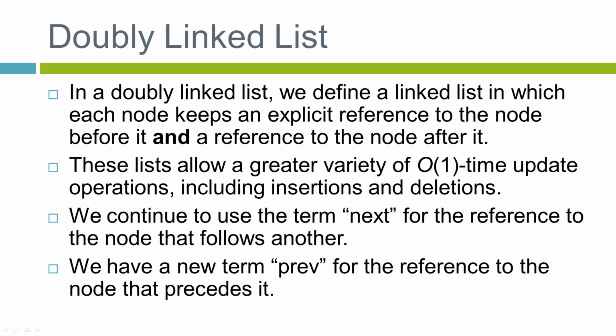Okay, so what is a doubly linked list? In a doubly linked list, we define a linked list in which each node keeps an explicit reference to the node before it and a reference to the node after it. These lists allow a greater variety of constant time update operations. This includes insertions and deletions. We continue to use the term next for the reference to the node that follows another. We'll have a new term, however, called previous, or PREV for short, for the reference to the node that precedes it.